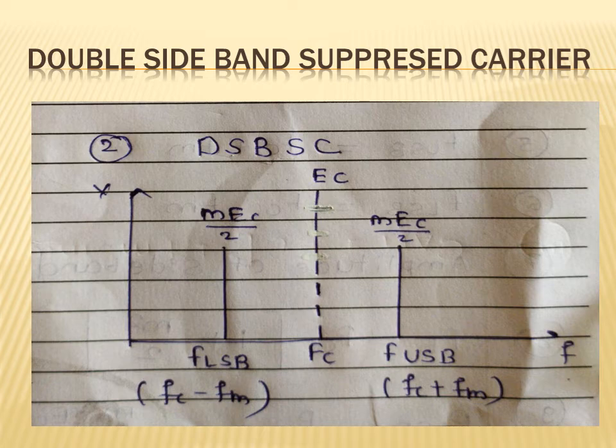In this double sideband suppressed carrier, the carrier is suppressed, so we are saving power. The disadvantage is that two sidebands carry the same information, so power wastage takes place as compared to single sideband suppressed carrier. It is used in TV broadcasting, radio, and transmission of color information in a TV signal. So this is the double sideband suppressed carrier.